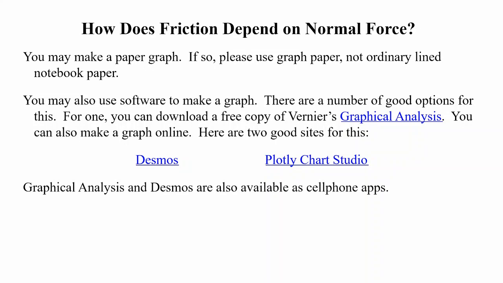Anyway, you may also use software to make a graph. There are a number of good options for this. For one, you can download a free copy of Vernier's Graphical Analysis. You can also make a graph online at a number of sites. Here are two good ones, Desmos and Plotly's Chart Studio, both of which are free. Graphical Analysis and Desmos are also available as cell phone apps.